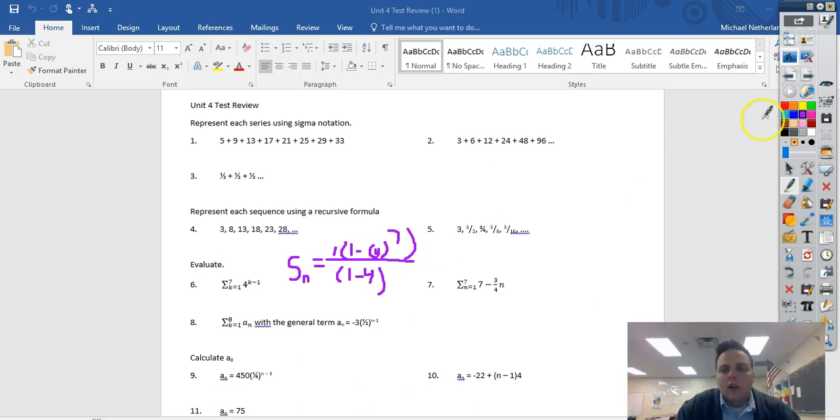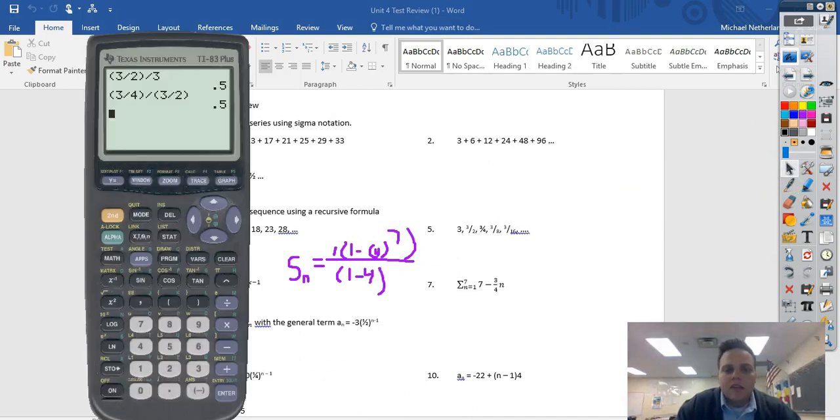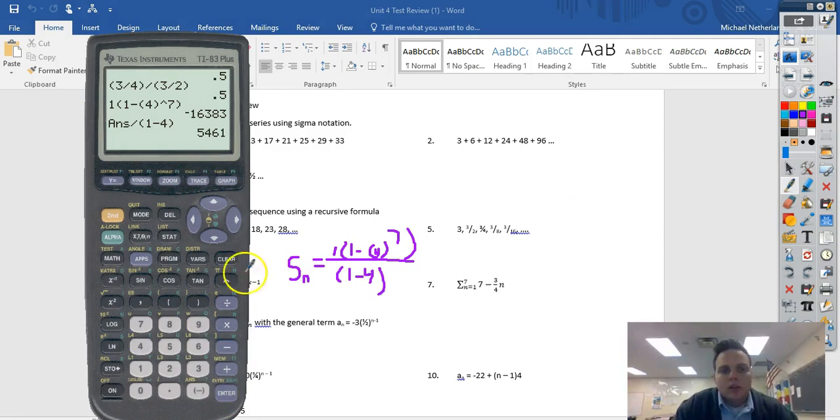Okay, so now we're going to let the calculator do the rest of the thinking for me. So I'm going to say 1 times 1 minus 4 raised to the 7th, okay, divided by 1 minus 4. Press enter, and we get 5461. Alright, so the sum of the first 7 terms is just 5461. Awesome job. Okay, let's go to the next problem.